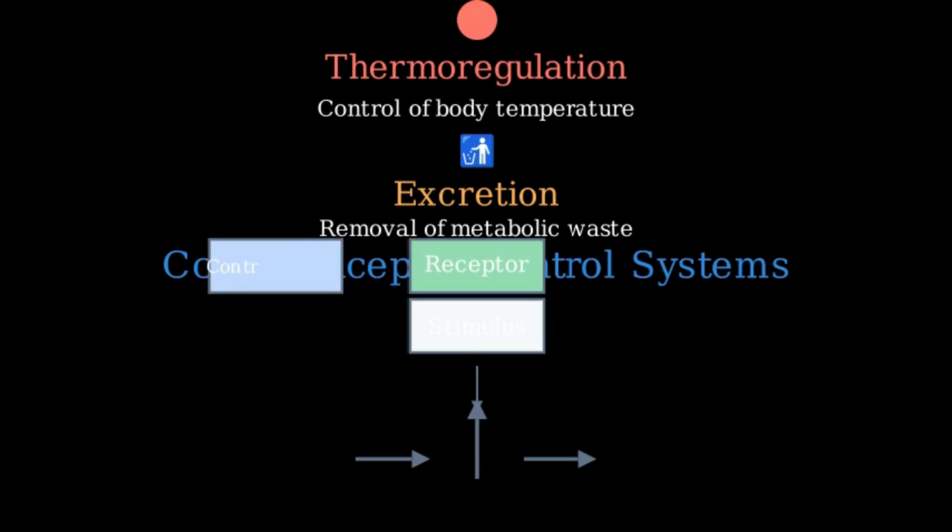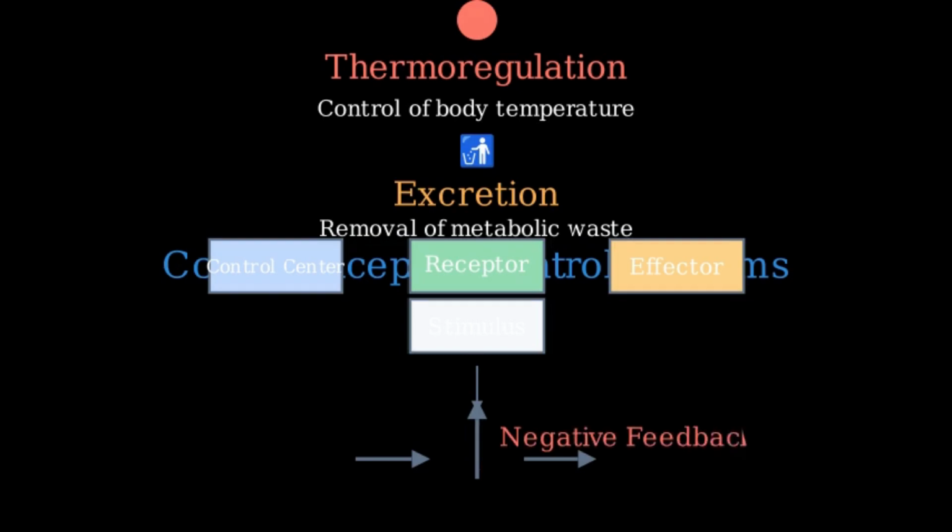2. Control center. This is the decision maker, usually the brain, specifically the hypothalamus. It receives information from the receptor and compares it to a set point, for example, the normal body temperature of 37 degrees Celsius. 3. Effector. This is the part of the body that responds to the command from the control center to correct the change. This could be muscles or glands.